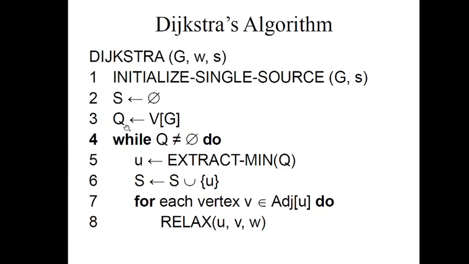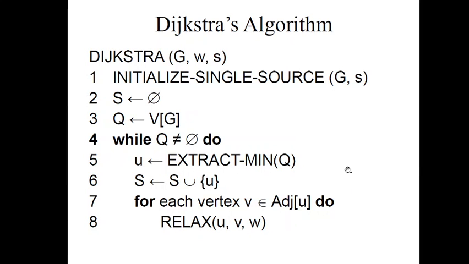While this minimum priority queue is not empty, extract the minimum. Obviously, the first vertex extracted from this minimum priority queue will be our source vertex S, and U is our source vertex S. Then the source path will be S union U. Then for each vertex V adjacent to U, all the adjacent vertices of U will be considered. Relax (U, V, W) means we are just finding if there is a better path from U to V than the previous value, and the weight function will be passed.